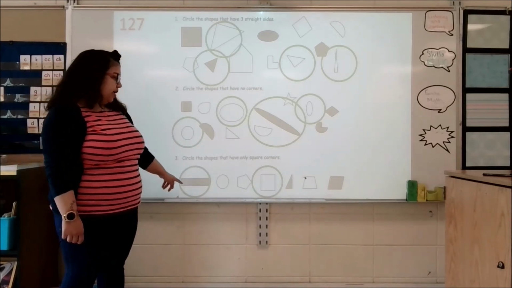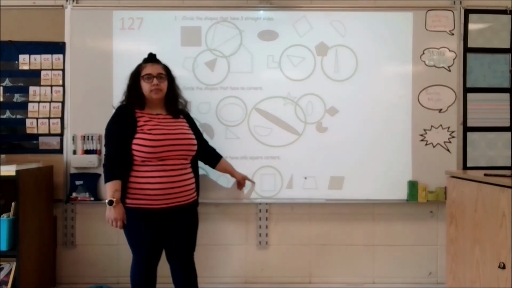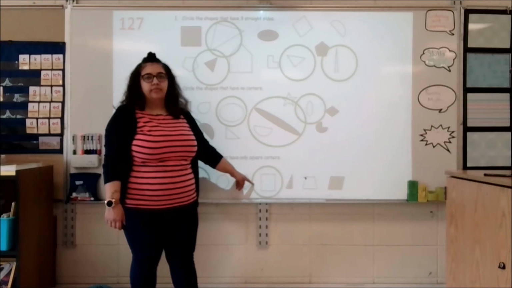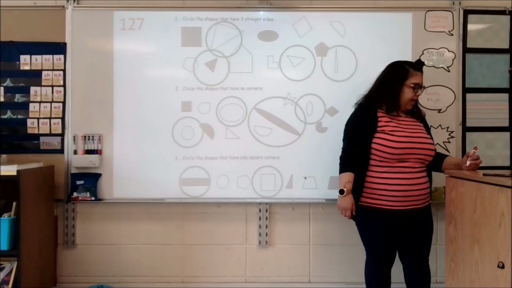What is this shape called right here? What is that called? Ooh, good job. We call that a square. That is a square. Excellent.